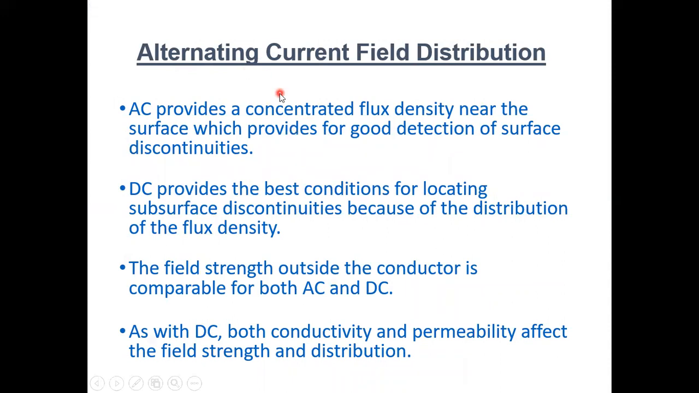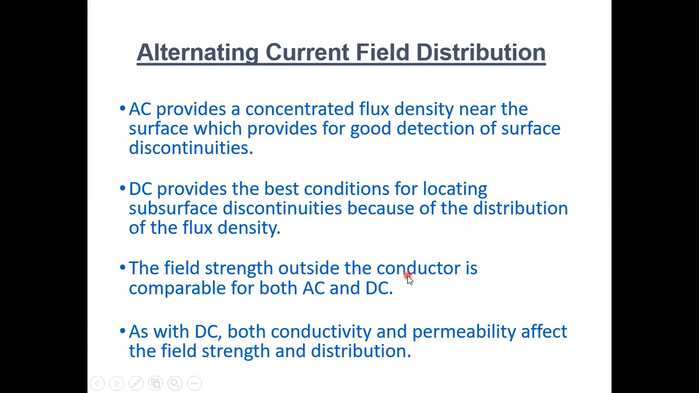Now here again we will discuss alternating current field distribution. AC provides a concentrated flux density near the surface, which provides good detection of surface discontinuities. DC provides the best condition for locating subsurface discontinuities because of the distribution of flux density, because that flux density is distributed uniformly in case of DC. But in case of AC, your maximum current will be flowing on the surface. If maximum current density is on the surface, that means maximum magnetic field on the surface. That's why AC is good for surface discontinuities and DC is good for near surface, or we can say subsurface, up to 6-7 millimeter.